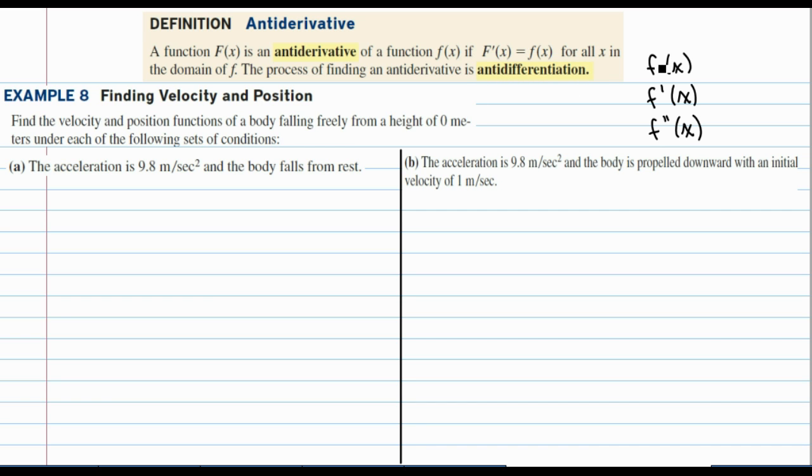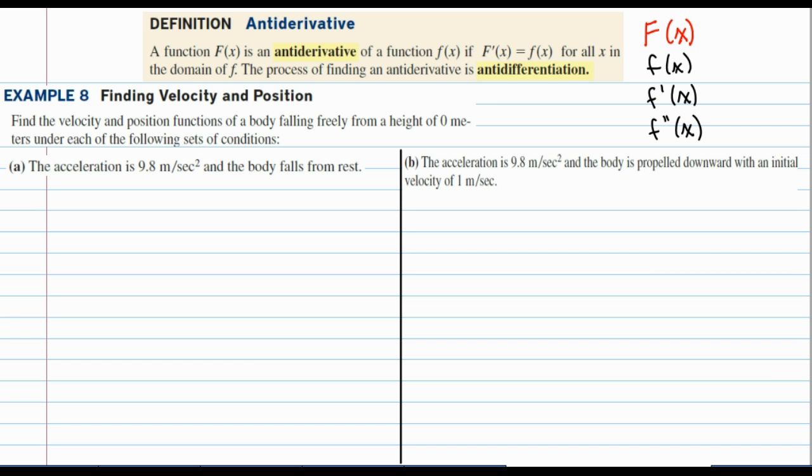Okay, so we already know f of x, f prime of x, f double prime of x. They're just throwing in the antiderivative of f of x, little f, is going to be capital F of x. So there's just another way of showing a relationship between a function and its derivative. Capital F, its derivative is little f. Little f's derivative is f prime. F prime's derivative is f double prime, etc.